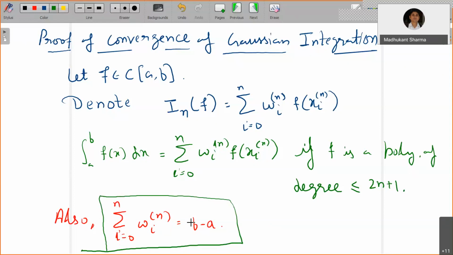Okay, and also we are going to use the fact that wi of n are non-negative, or you can say strictly positive, greater than 0 for any n. Okay, so now we are going to show that In of f converges to the integration a to b f of x dx whenever n tends to infinity. Okay, right.